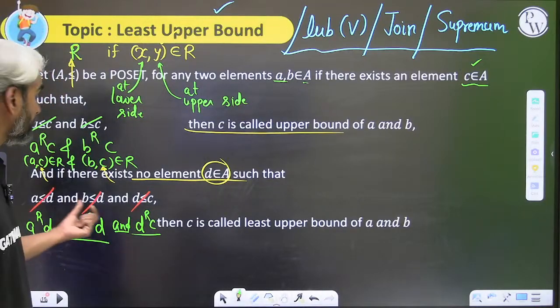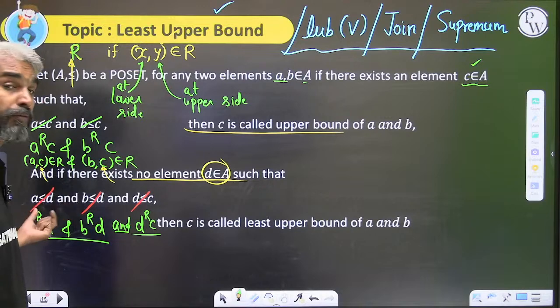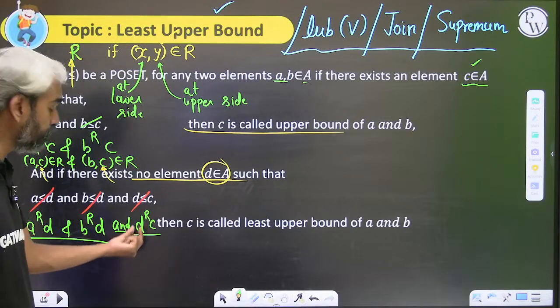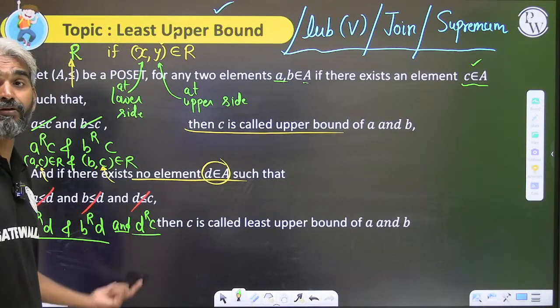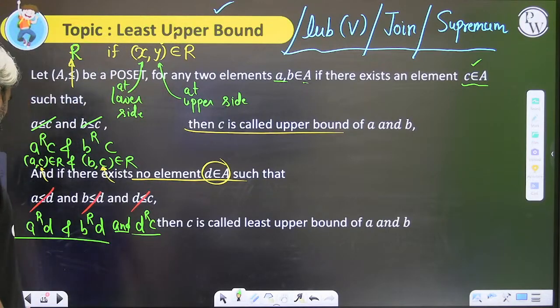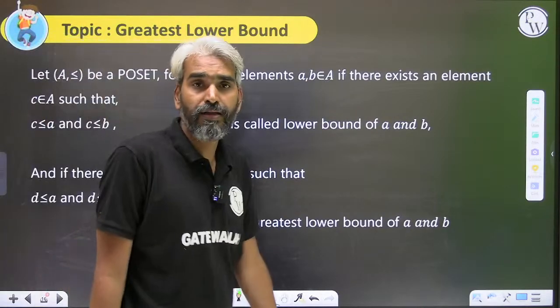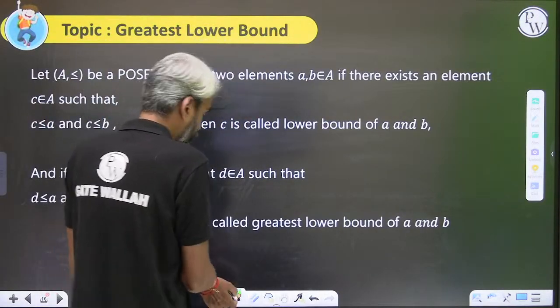We are not saying that there is no other upper bound of A and B, but we are simply saying that there is no other upper bound of A and B which is at the lower side of C. Then in that case, C will become least of all the upper bounds. Clear? I'll give you an example for least upper bound in a while, but first of all, let us understand the concept of greatest lower bound.